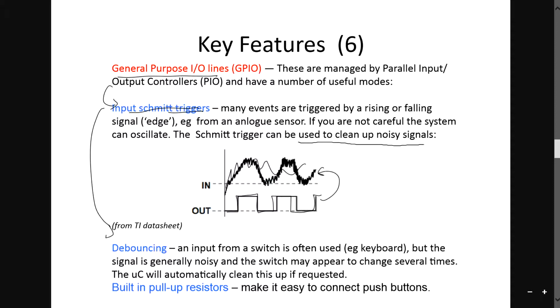Debouncing is used to clean up noisy signals. It talks about certain keyboards. For example, if this is one of the keys on the keyboard, like maybe this is A, and then you press it, and then you keep pressing it a lot of times.